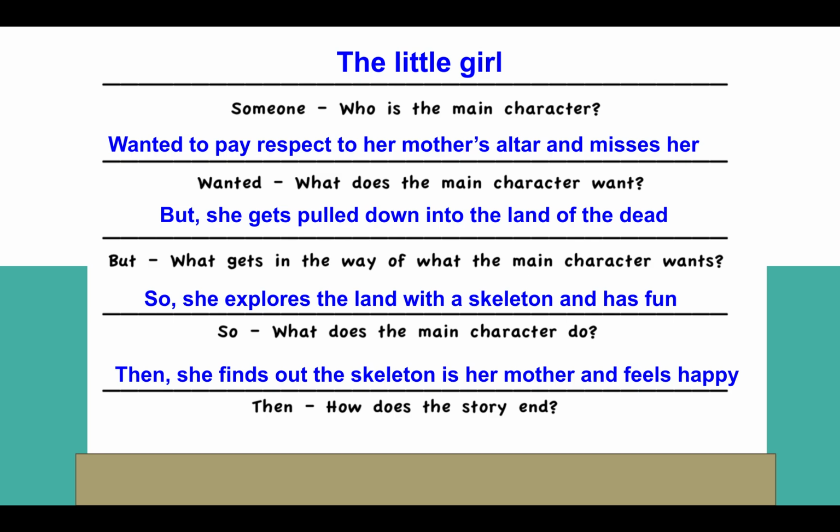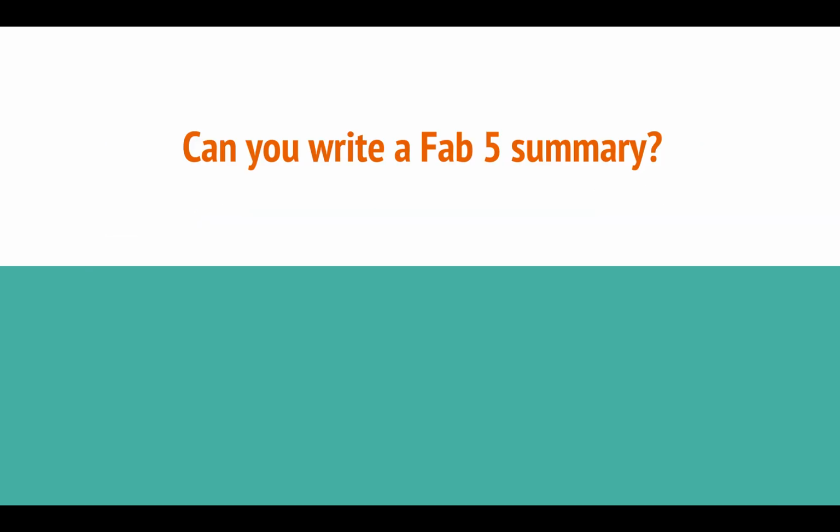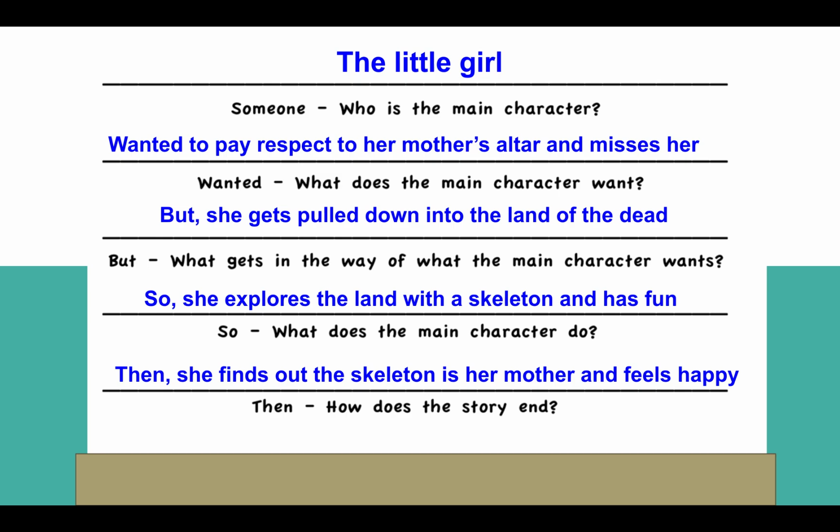So at this time, please pause and write your summary. Write in the text boxes and complete someone, wanted, but, so, and then, the 5 questions. So you have completed the Fab 5 summarizing fiction lesson. Can you write a Fab 5 summary? Of course you can. Remember, you have to use the keywords someone, wanted, but, so, and then.